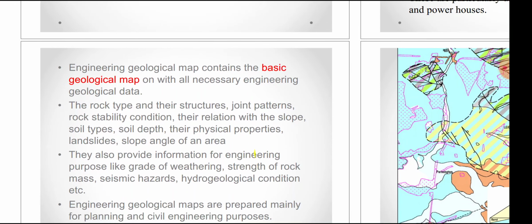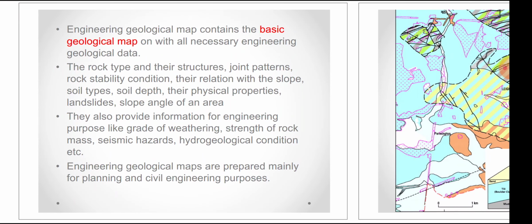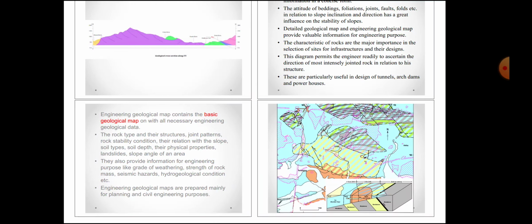Engineering geological map contains the basic geological map on which all necessary engineering geological data are shown: the rock type and the structure, joint patterns, rock stability condition, their relation with the slope, soil type, soil depth, their physical properties, landslide, slope angle of an area. They also provide information for engineering purposes like rate of weathering, strength of rock mass, seismic hazards, hydrogeological condition, etc. Engineering geological maps are prepared mainly for planning and civil engineering purposes.